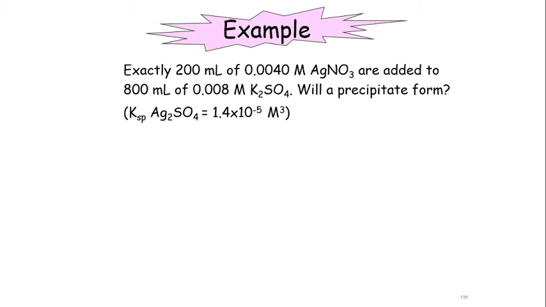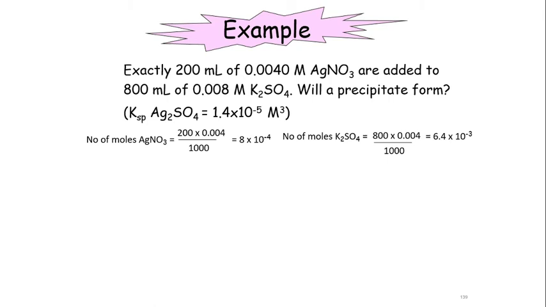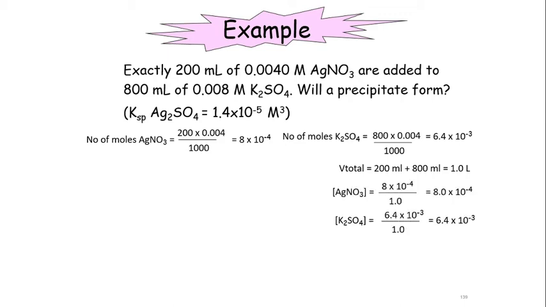Okay, from this question, we know that the salt produced is Ag2SO4. So we do the first step, which is to calculate the number of moles of AgNO3 and K2SO4 using the formula MV divided by 1000. Then we calculate the total volume and the new concentration for AgNO3 and K2SO4.